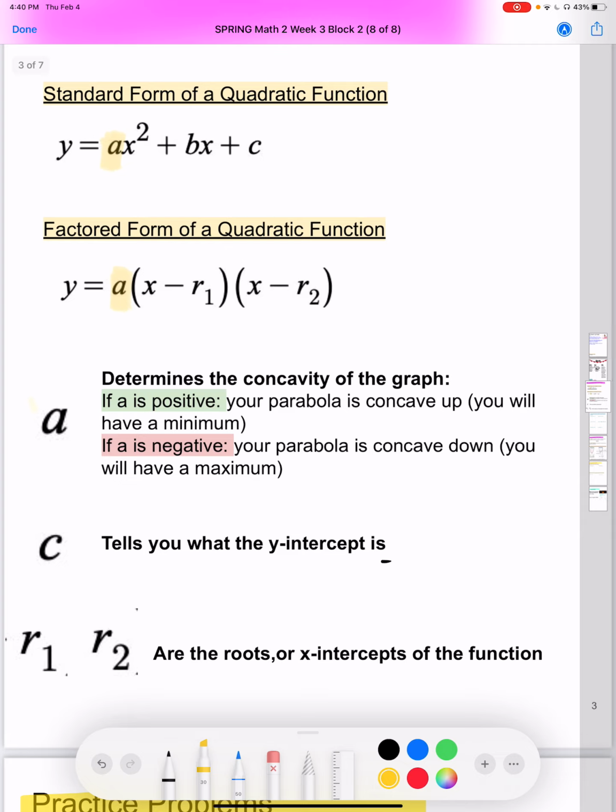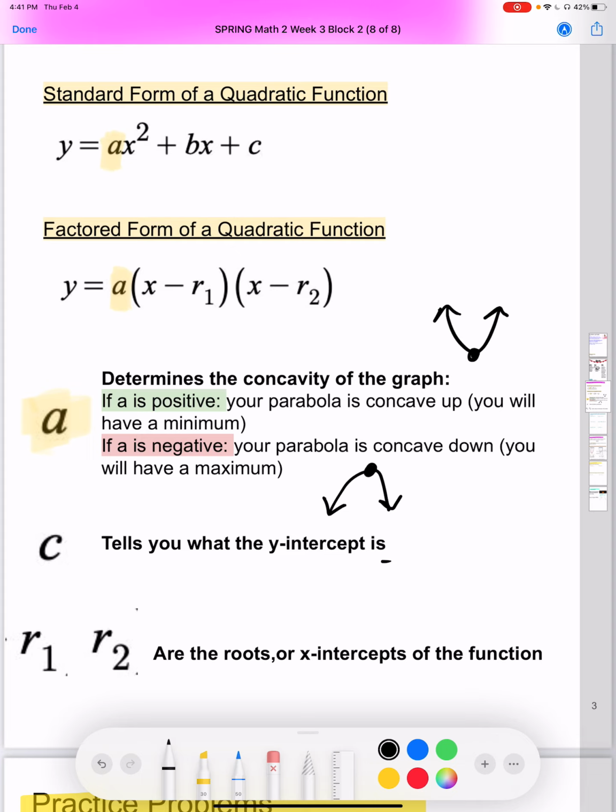Okay, so A, we see it in both of our forms. It's actually going to determine the concavity of the graph. We've talked about concavity before, but if A is positive, your graph is going to be concave up, which means you're going to have a minimum. If A is negative, that's going to mean your graph is concave down, which means you'll have a maximum. All right, so again, both of these forms have an A value, and you're going to use that to determine the concavity and whether you have a maximum or minimum.